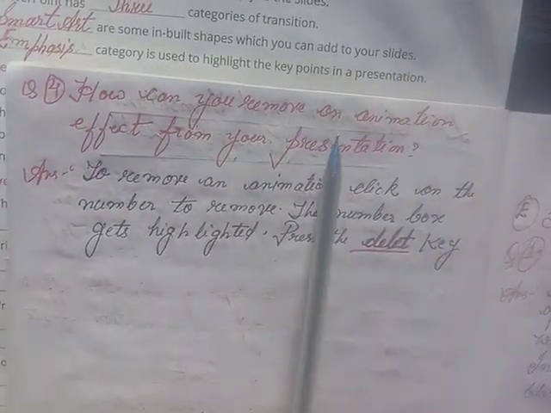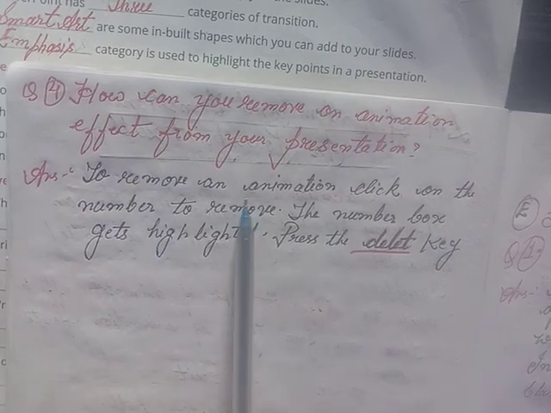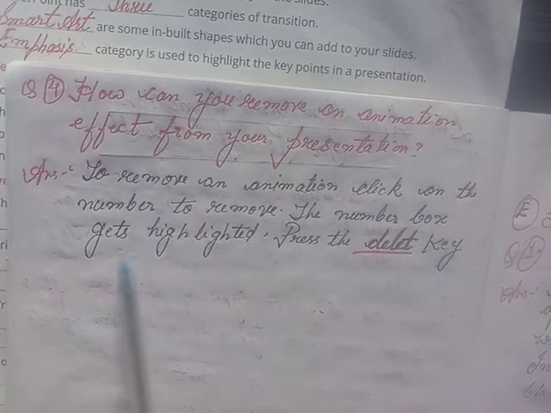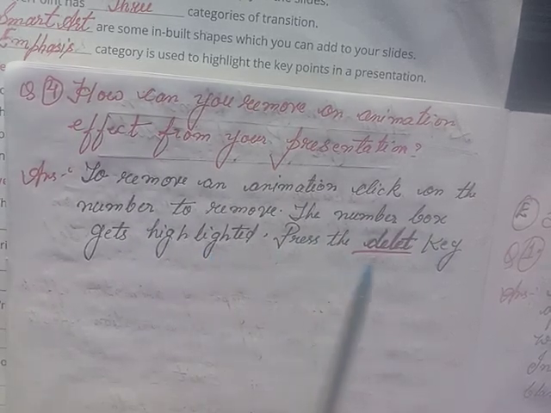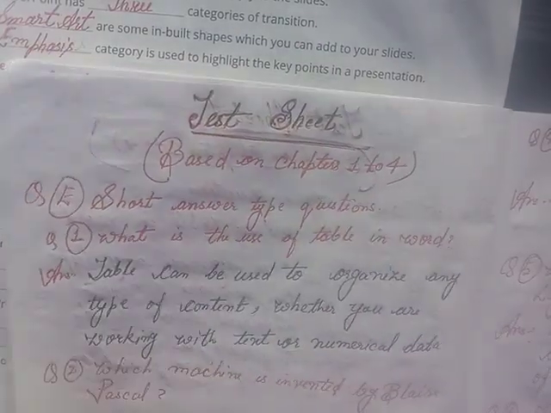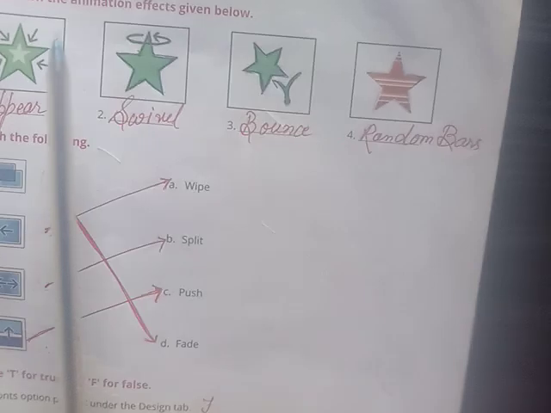Fourth, how can you remove an animation effect from your presentation? Answer: to remove an animation, click on the number to remove. The number box gets highlighted. Press the delete key. After that, I will solve question answers.